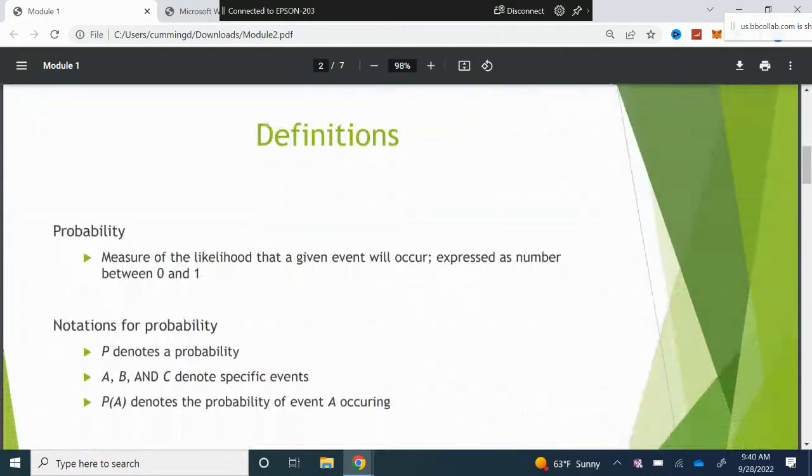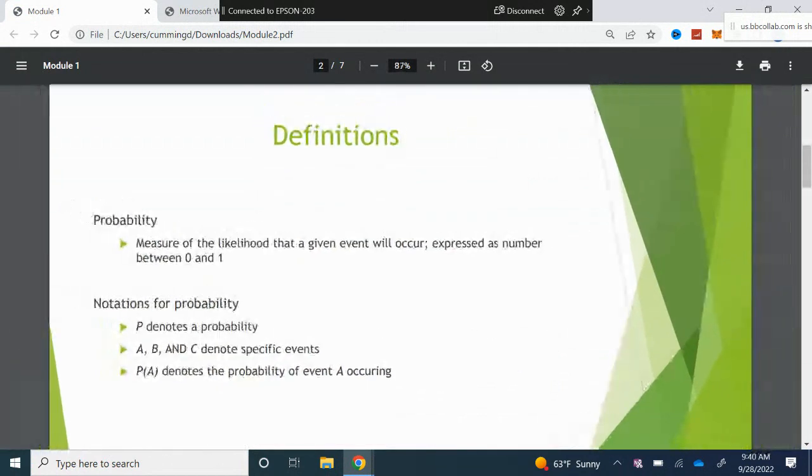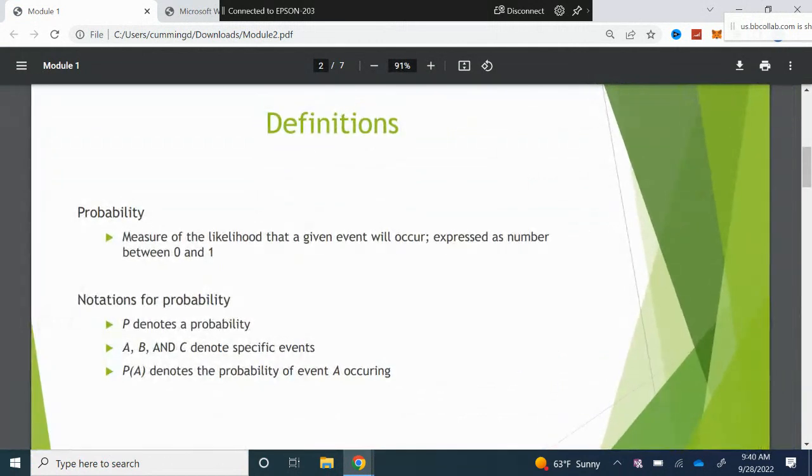Right, so today we're going to talk about Module 2, and we're going to talk about probability. And again, these are taken from the lecture notes from Module 2. And we just start out with some definitions, and it says that the probability is just a measure of the likelihood that a given event will occur.